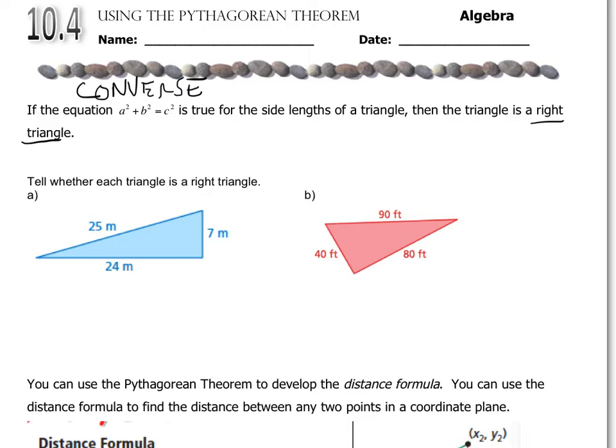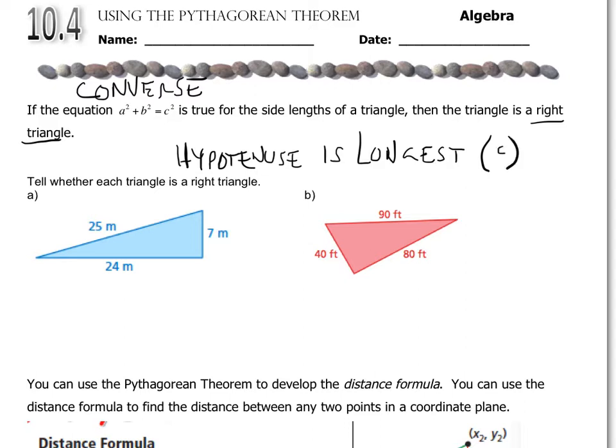I want to remind you that the hypotenuse is always the longest side of any right triangle, and that is what we use for the C value. That is important, especially when you are given three side lengths of a triangle and not given a picture. The longest side is always the C or the hypotenuse. So let's look at how that works.